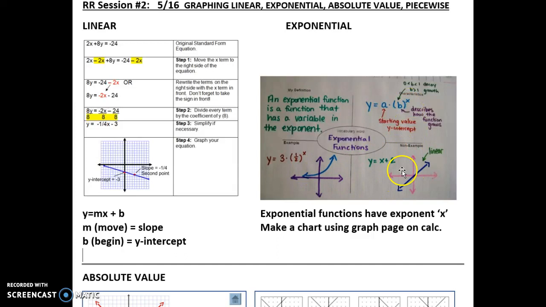Notice the difference between a linear and an exponential graph. An exponential graph curves and kind of grows very quickly, whereas a linear has a constant rate of change.